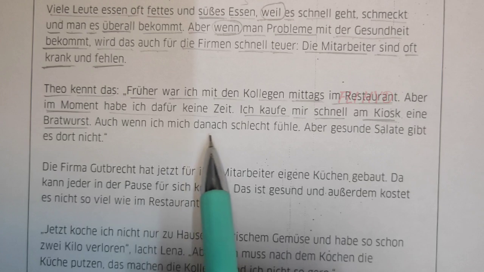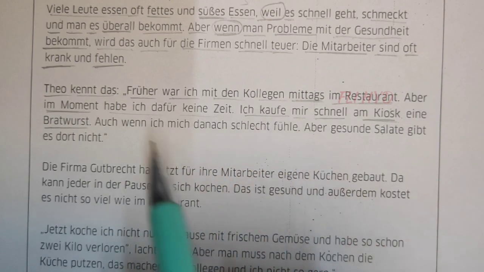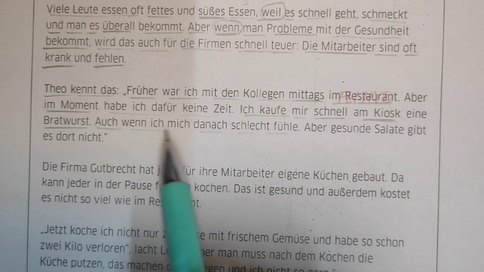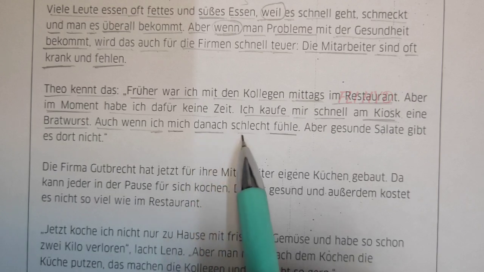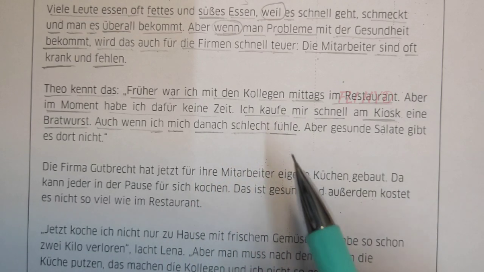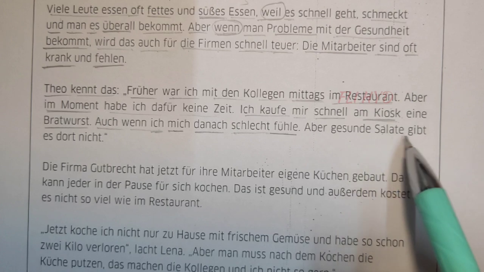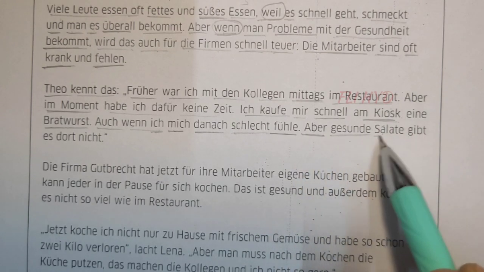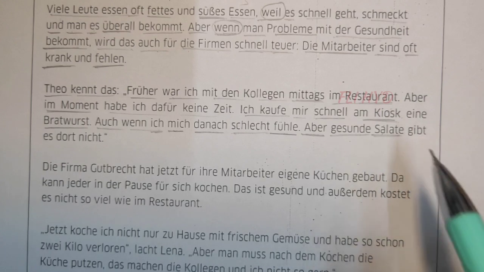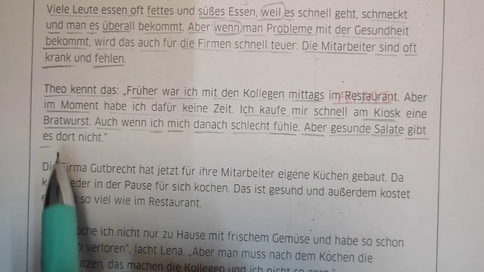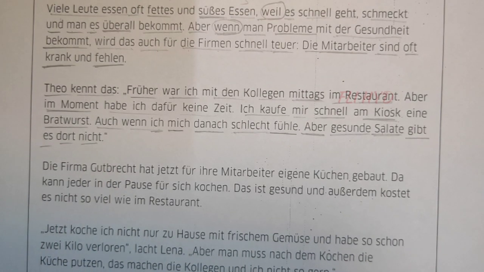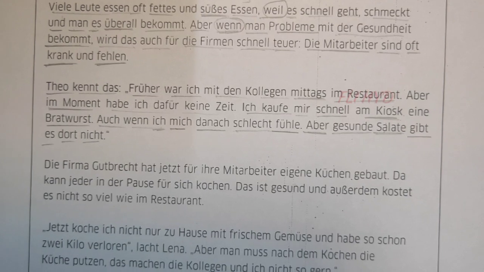Auch wenn ich mich danach schlecht fühle. Auch, also, wenn ich mich danach schlecht fühle. Ich fühle mich means I feel myself, danach, after that, schlecht, bad. Aber gesunder Salat gibt es dort nicht. Aber, but, gesunde Salate, healthy salads, es gibt dort nicht. There are no healthy salads, means you don't get healthy salads there. Clear?